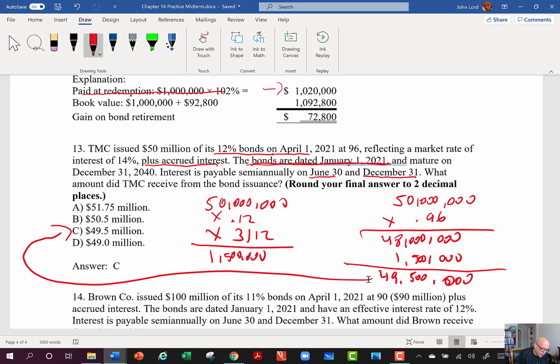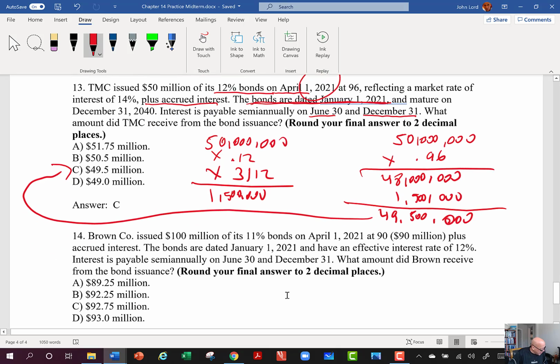Be careful with the date. Sometimes they give you the date at the beginning of the month. Sometimes they give you the date at the end of the month. If they give you the date at the beginning of the month, don't count that month because that month hasn't gone by yet. Okay? All right, good.